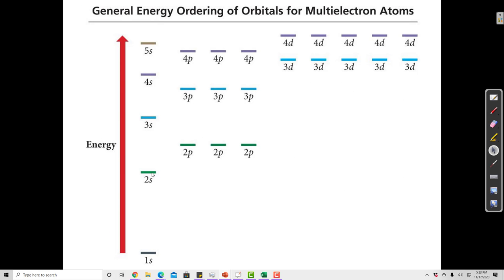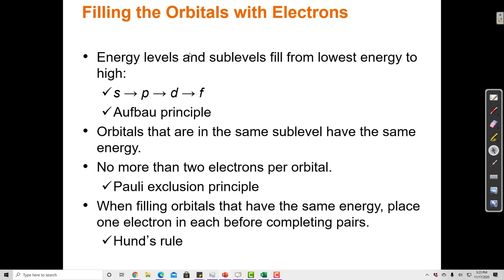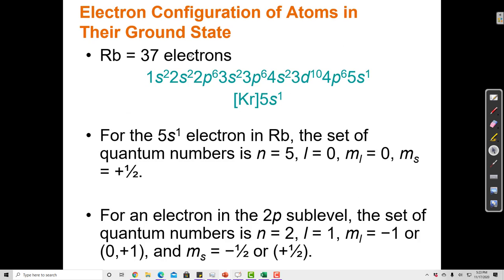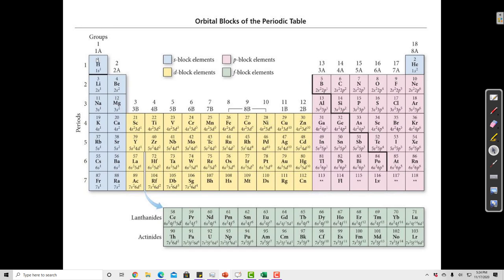How do you remember that it goes 2s, 2p, 3s, 3p, 4s, 3d, 4p, 5s, 5d, when all the numbers are going back and forth? How could you possibly remember that? You don't have to. If you know how to read the periodic table, it goes like this. 1s1, 1s2. All right, start over on the next row. 2s1, 2s2.